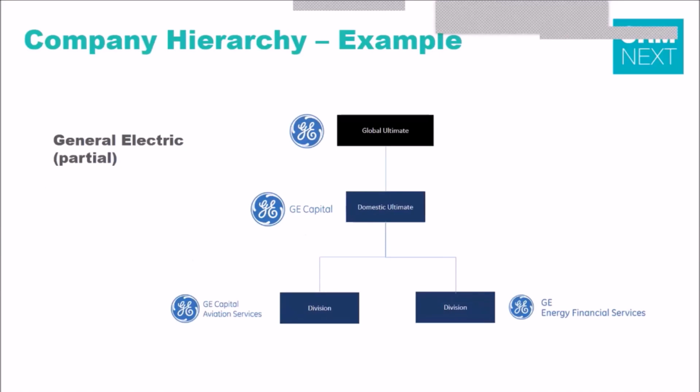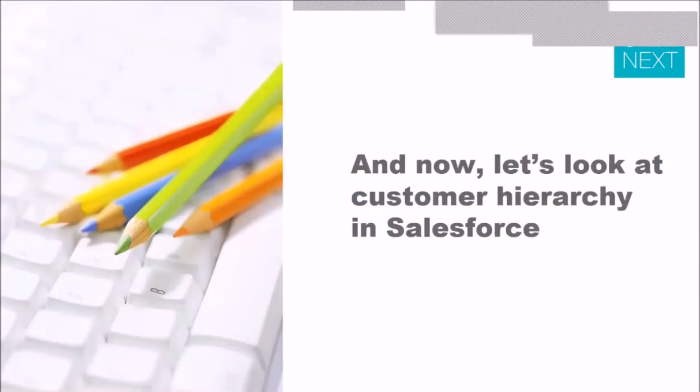So the global ultimate, obviously, is General Electric. The domestic ultimate is GE Capital, so that's one of their larger divisions within the United States. And underneath that, we have multiple actual divisions. So the two that I've put in here, GE Capital Aviation Services, and then their Energy Financial Services as well. But I at least wanted to explain what this looks like in the hierarchy structure. And now I'm actually going to show it to you in Salesforce.